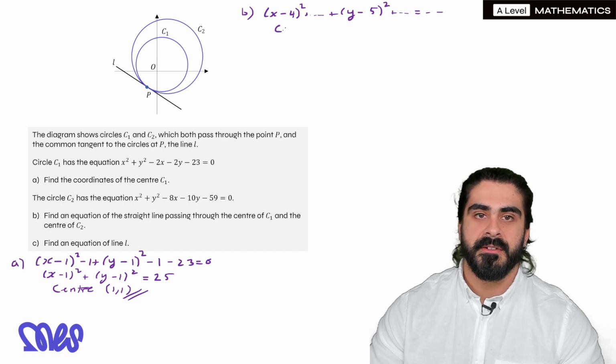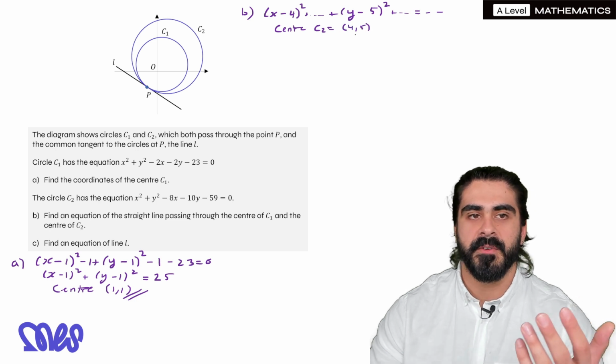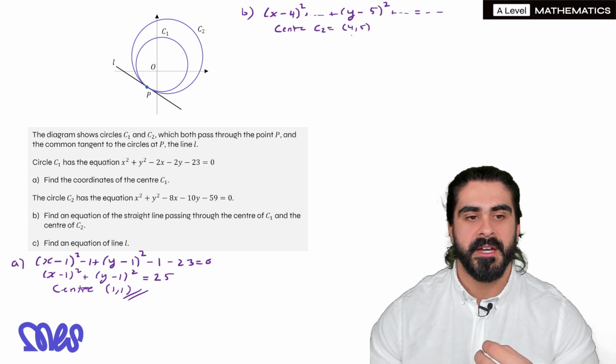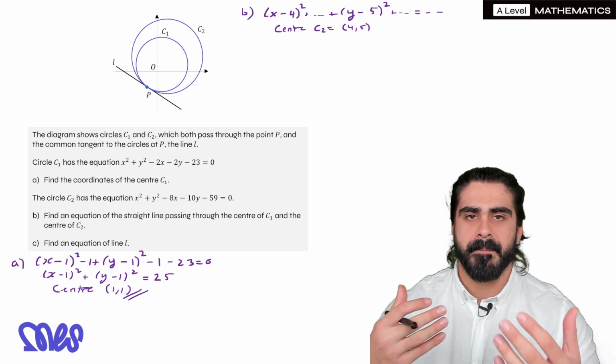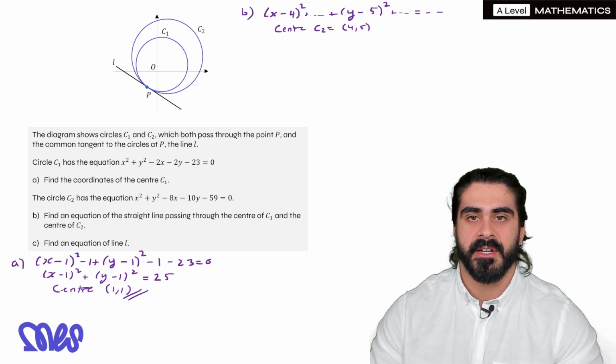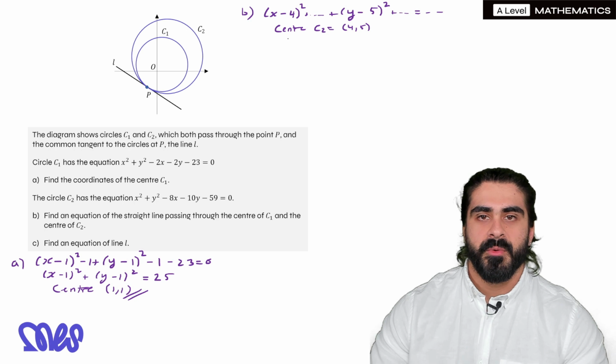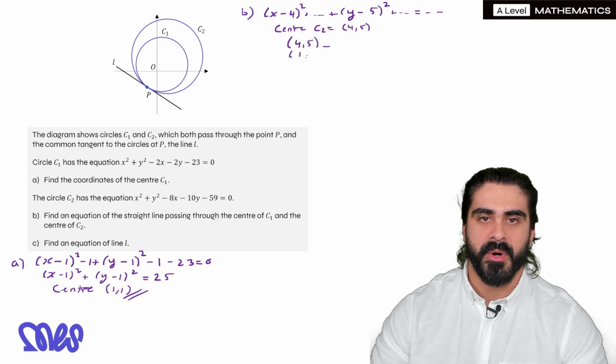So the center of C2 is (4, 5). And that's all we need. We don't need the full equation. They don't care about the radius. To find the equation of the line passing through, we don't need the radius at all. So we just need to take away the coordinates now. (4, 5) minus (1, 1). 4 minus 1 is 3, 5 minus 1 is 4.